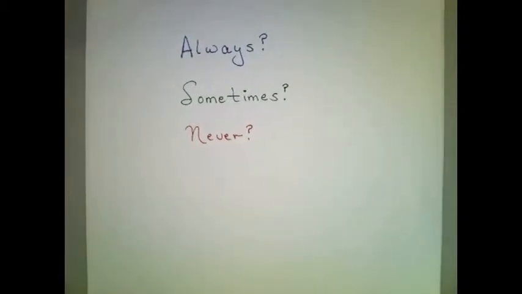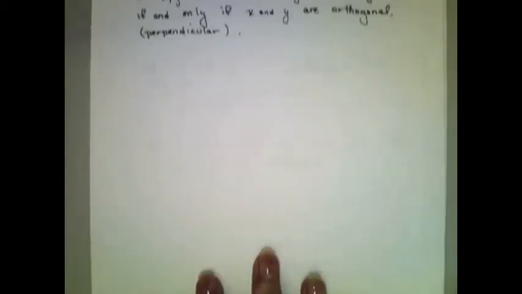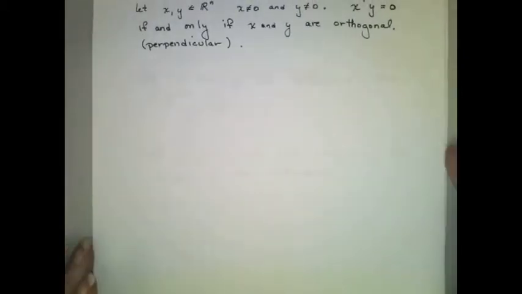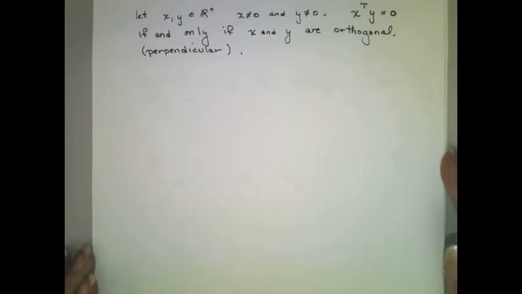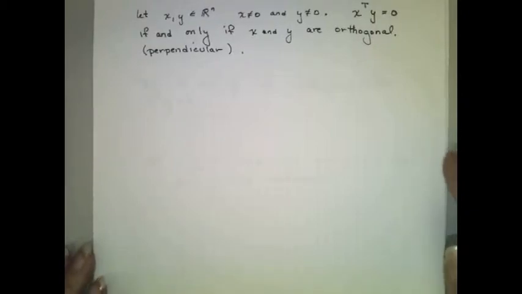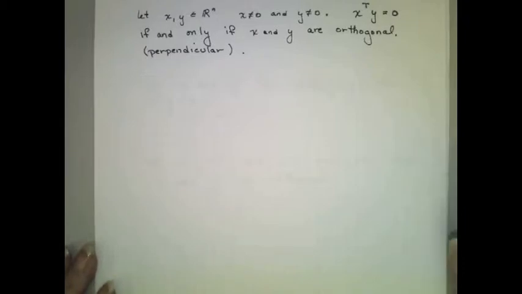Always, sometimes, never. This time we have let x and y be vectors that are both non-zero. And we want to look at x transpose y is equal to 0 if and only if x and y are orthogonal. In a way, we want to prove this is true or false instead of always, sometimes, never, but it seems like it might be true.